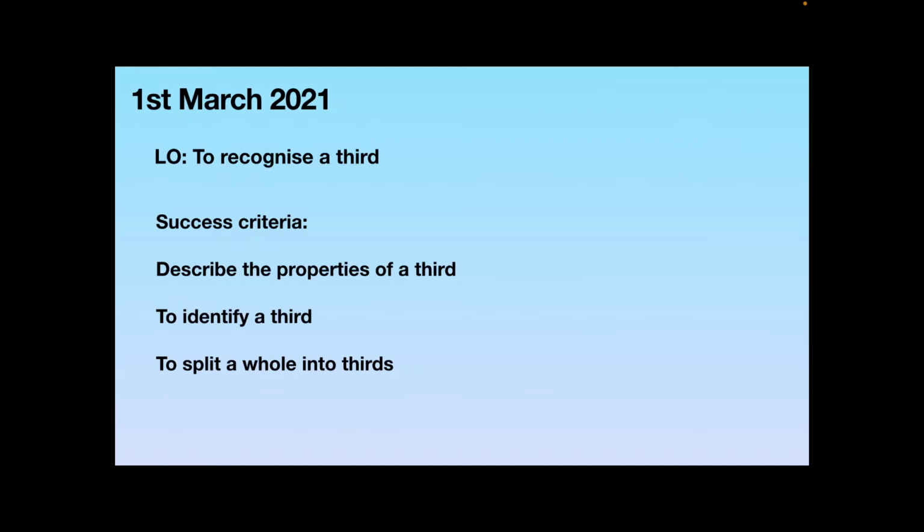Today's date is the 1st of March 2021 and our learning objective today is to recognise a third. The success criteria for today is that we will be able to describe the properties of a third, to be able to identify a third and be able to split a whole into thirds.